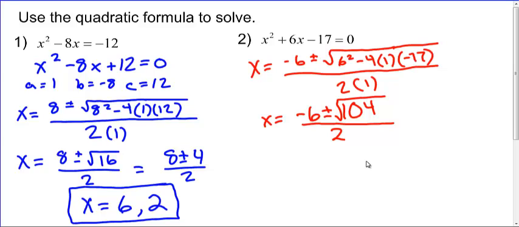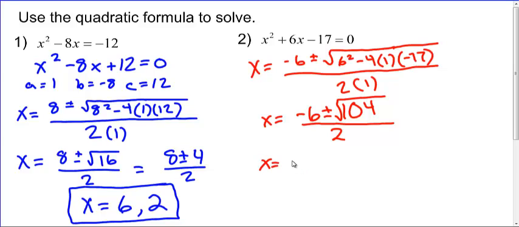All right, now here's where it gets a little strange in this case. 104 is not one of those nice numbers like a 16 that we had over here. As a matter of fact, when I punch in the square root of 104 on my calculator, I get 10.198. Okay, that is not a nice, pretty number. But here's what we're going to do. We're going to actually use our calculators.